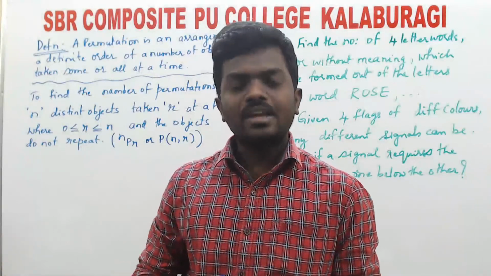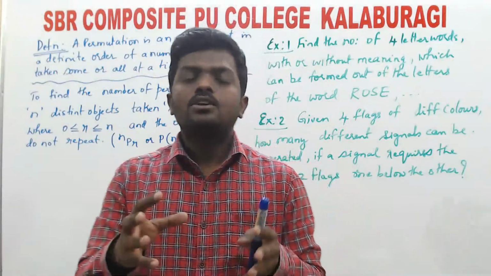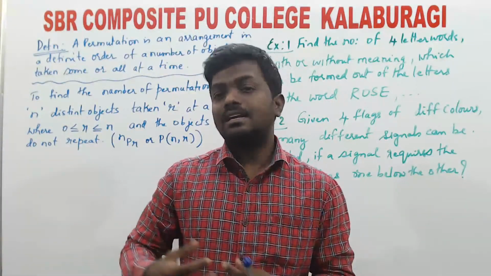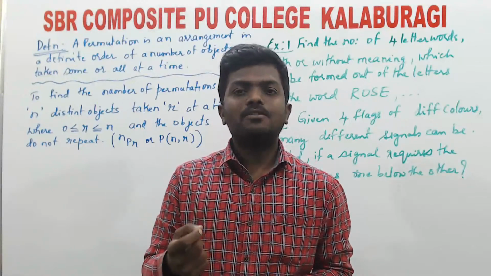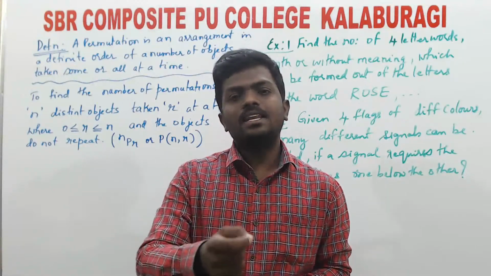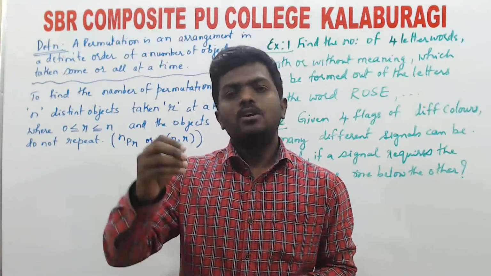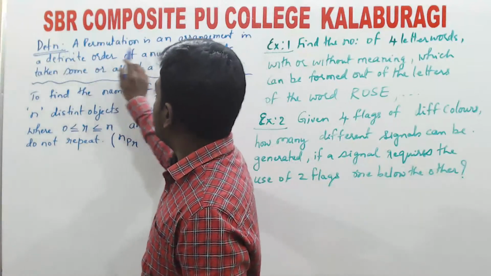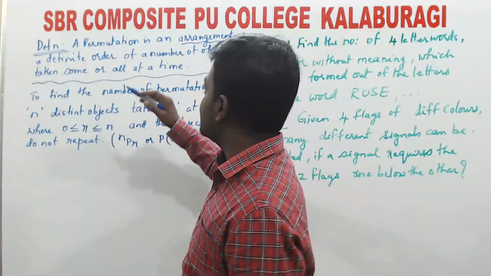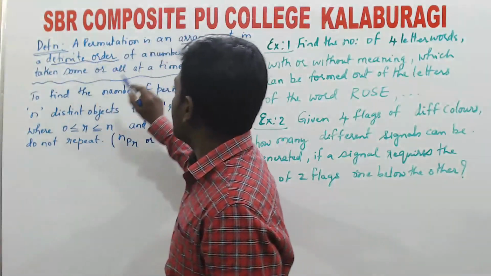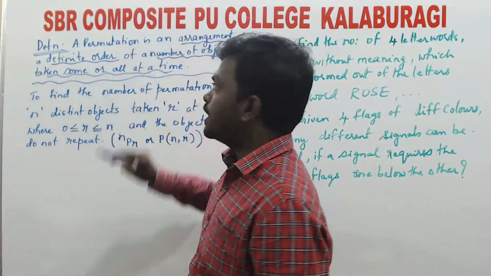Now moving further. What do you mean by permutation? We have discussed what permutation is in the first class itself. It is nothing but arrangement of objects in a definite order. Is that right? So let us define it. A permutation is an arrangement in a definite order of a number of objects taken some or all at a time.